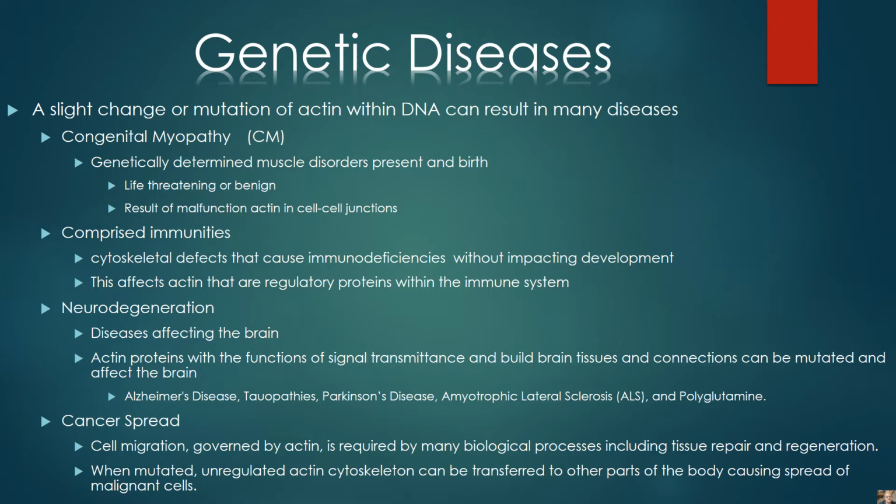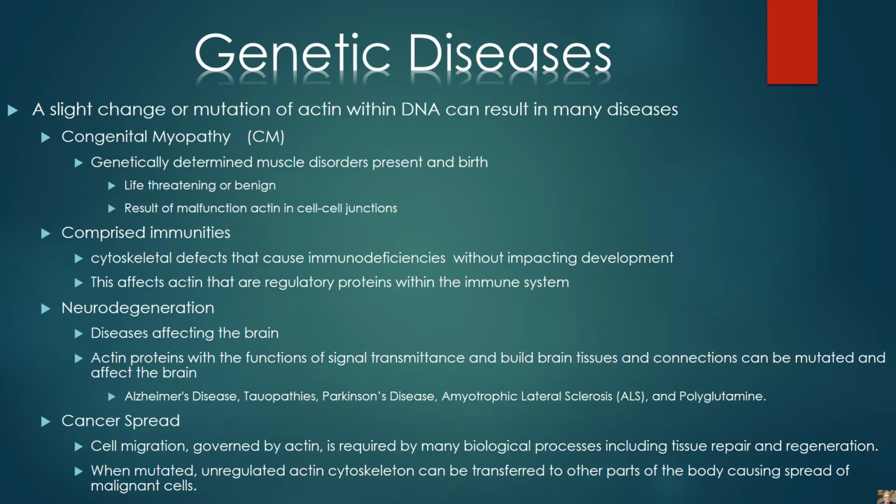Neurodegenerations. These diseases are affecting the brain. Actin proteins with the functions of signal transmittance and building brain tissues and connections can be mutated and affect the brain. This is why we have Alzheimer's disease, Parkinson's disease, ALS. This is why we have dementia. Dementia, it's your brain losing its connections. These connections are formed by actin filaments. And when those actin filaments are mutated, then you lose your ability to make memories, or your ability to remember things.